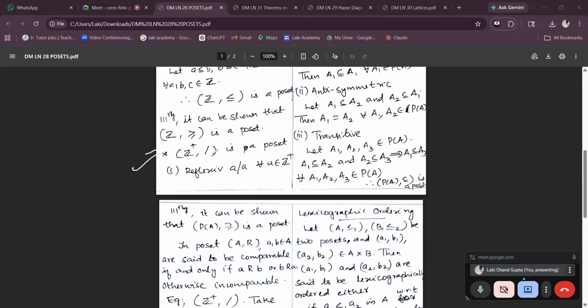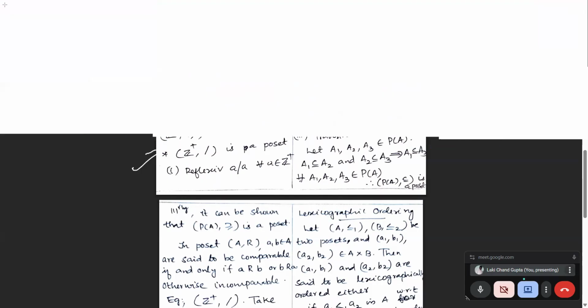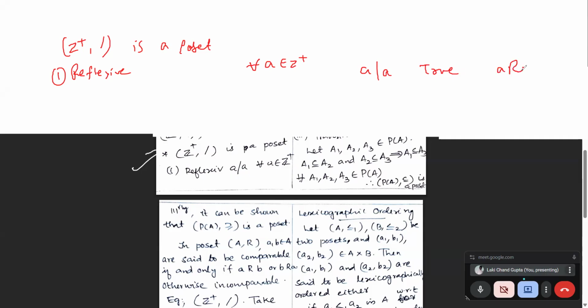See, Z plus with the operation division is a poset. Positive integer means what? Natural number, right? Is a poset. How? It is reflexive because for all positive numbers, A divides A, right? This is true. It means A is related with A. Okay.